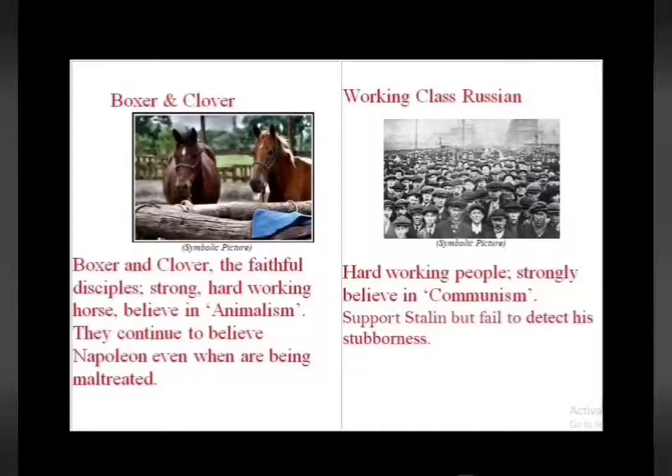The next important characters are Boxer and Clover. They are the faithful disciples, strong, hard-working horses who believe in Animalism. They continue to believe Napoleon even when they are being maltreated. Boxer and Clover represent the working-class Russians. They are hard-working people who strongly believe in communism and support Stalin but fail to detect his stubbornness.